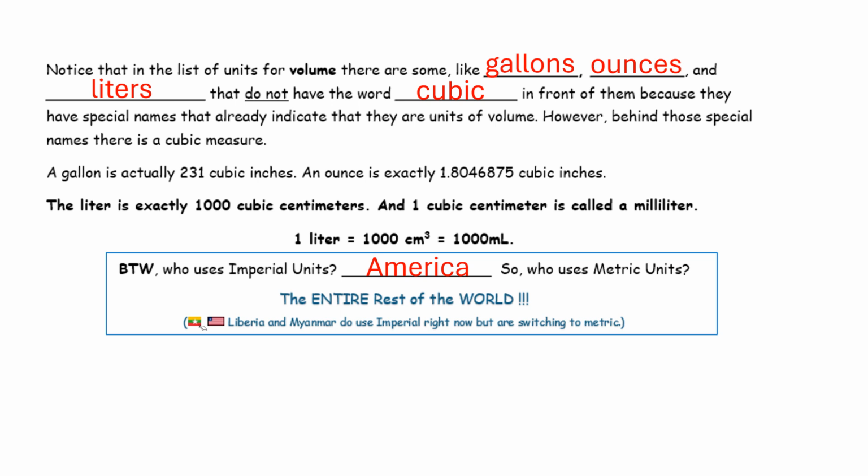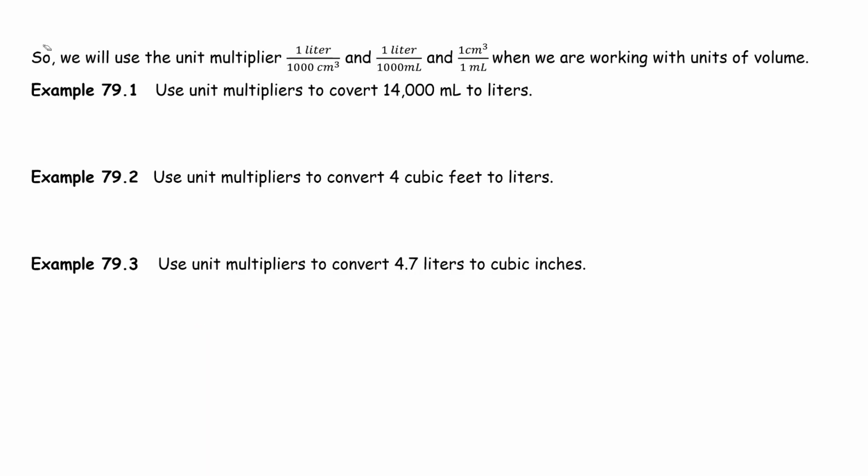So if we have something in metric volume and we want to change it to imperial unit volume, we're going to have to do it that way. So here's what we would do. If we want to convert 14,000 milliliters to liters, that's pretty easy. There's 14,000 milliliters is what you're starting with. And you know that 1 liter is 1,000 milliliters.